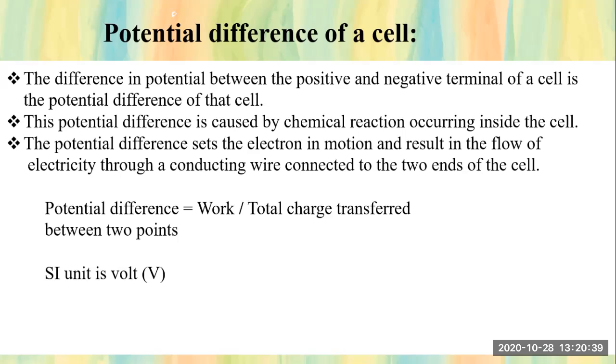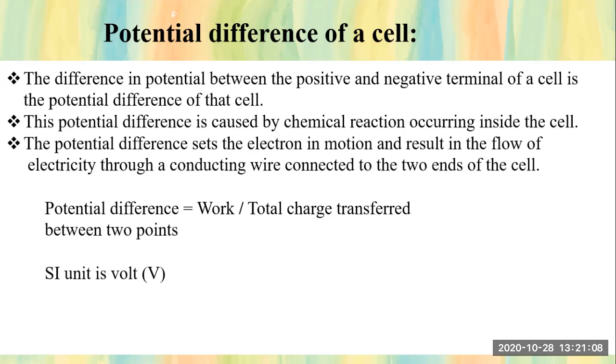Now see, the difference in the potential is the difference between the positive and negative terminal of the cell. In a cell, how many terminals are there? Two terminals are there, positive terminal and negative terminal. So both have different potential. The positive terminal is termed as higher potential, while the negative terminal is termed as lower potential, right?